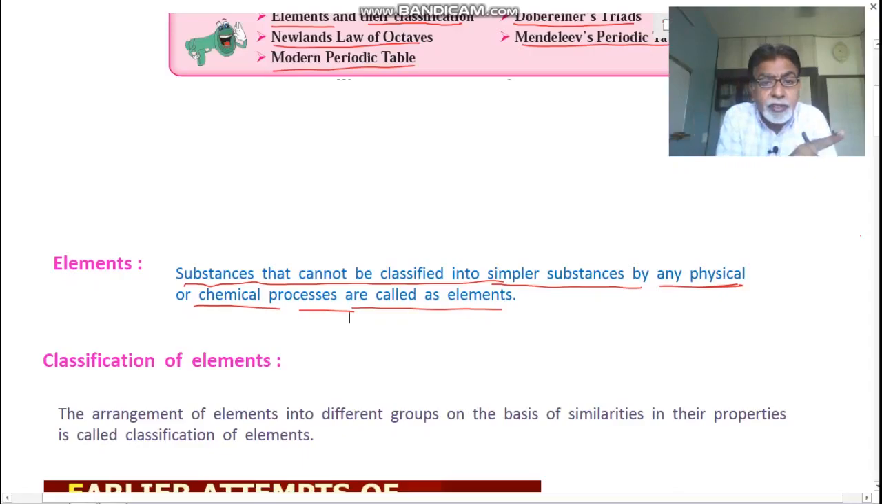And what are compounds? The substances which contain only one type of molecules, but this molecule should be what? Formed by different types of atoms. They are compounds.